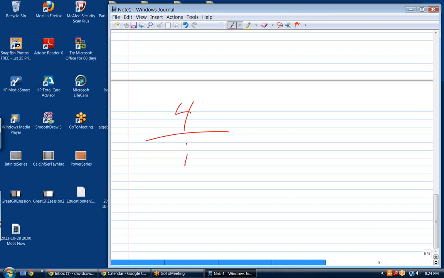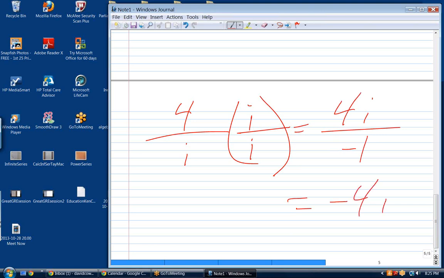I do. Now remember, my only goal is to get rid of the i in the denominator. What's the simplest way to do that? Multiply by i? Well, I can't multiply something arbitrarily by i, but I can multiply something arbitrarily by 1. i over i. So what does that give me? It gives me 4i on the top, i squared in the bottom, which is minus 1, minus 4i is my answer.